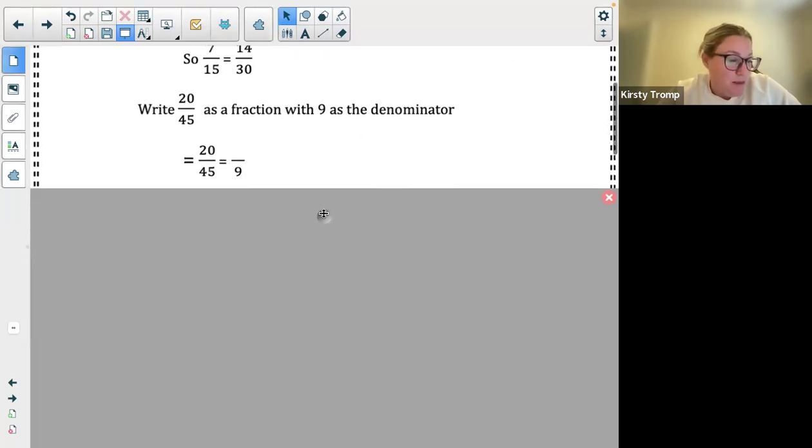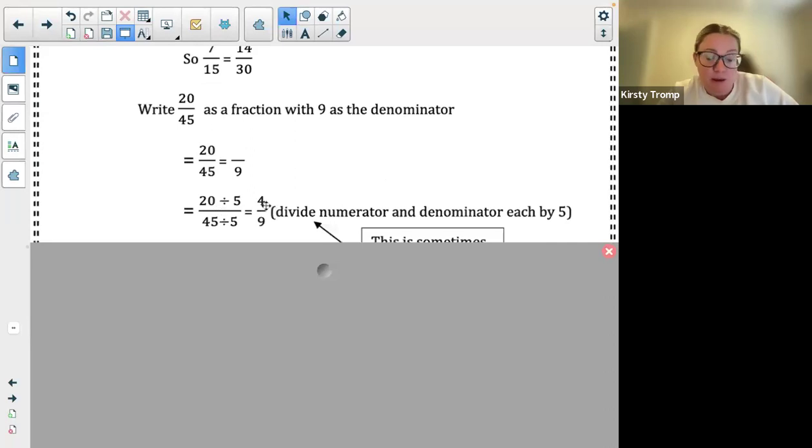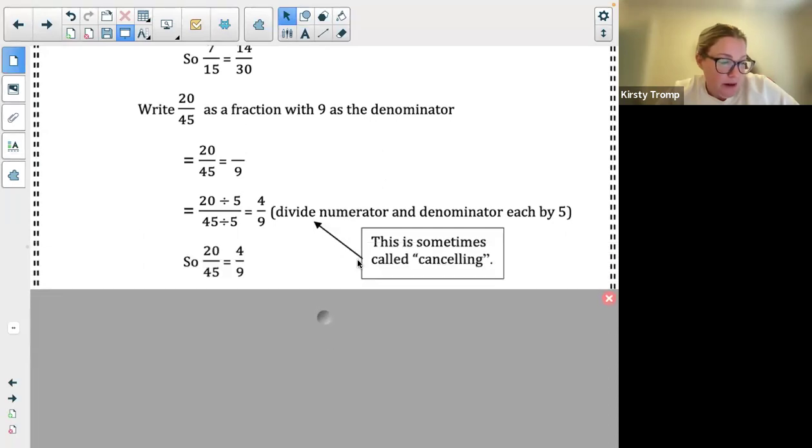All right, which means what do I need to do to the top? On the top, I'm going to say 20 divided by 5 gives me 4, because 45 divided by 5 gave me 9. Okay, whatever I do to the top, I must do to the bottom. All right.